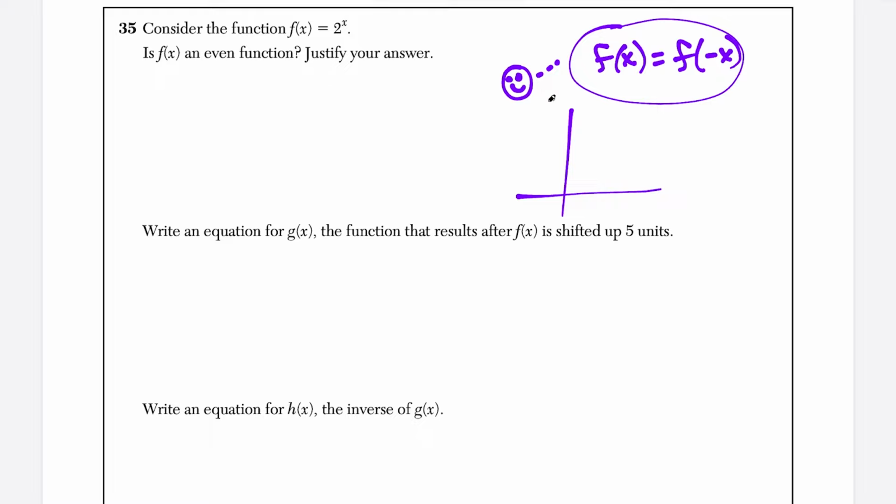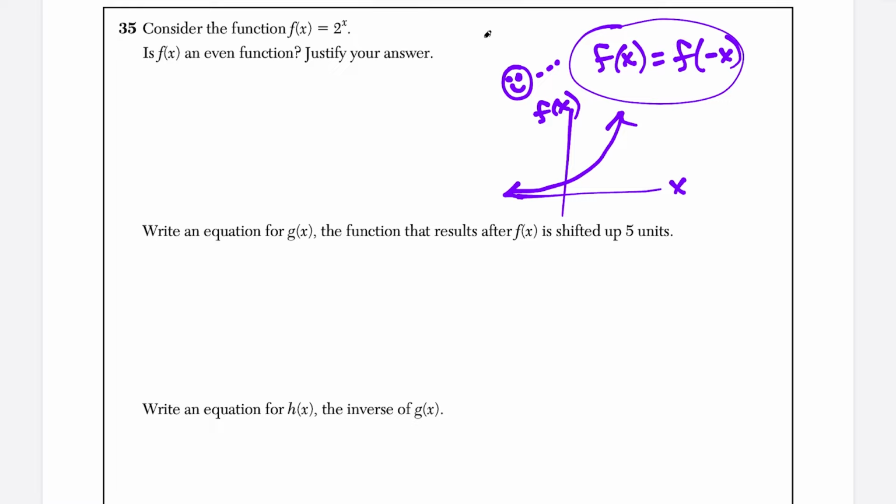So if I were to sketch out f of x, it is an exponential function and it's growing. So it looks something like this. And if the graph of your function has y-axis symmetry, then your function is even. So notice that we do not have y-axis symmetry here. So f of x is not an even function. If I had something like, let's say, y equals x squared, I could draw it like this, and this definitely has y-axis symmetry. So that's why x squared is an even function.